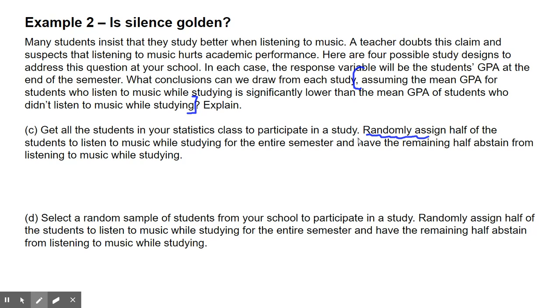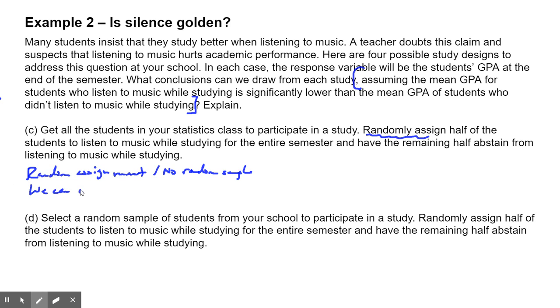So this one has random assignment, but there is no random sampling, right? So random assignment, but no random sample. Okay, so again, we cannot conclude that all students, it's just the ones in the stats class, but now we can conclude cause and effect or infer cause and effect. So my answer looks like this.